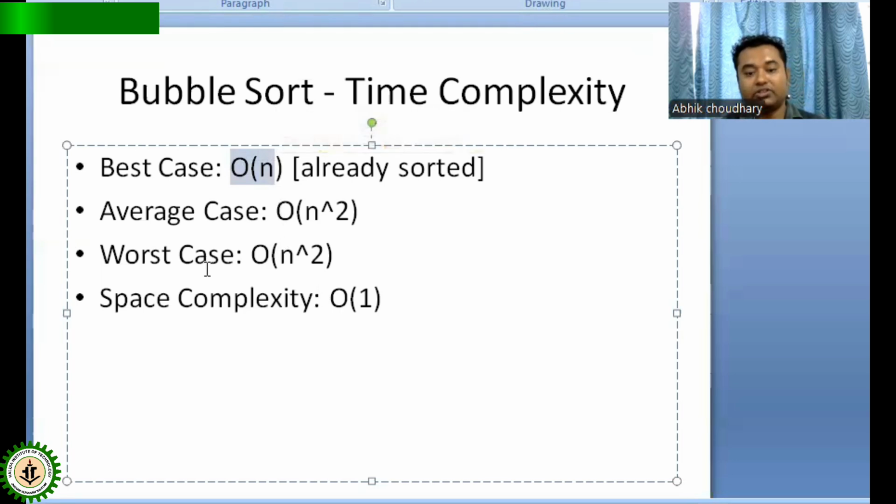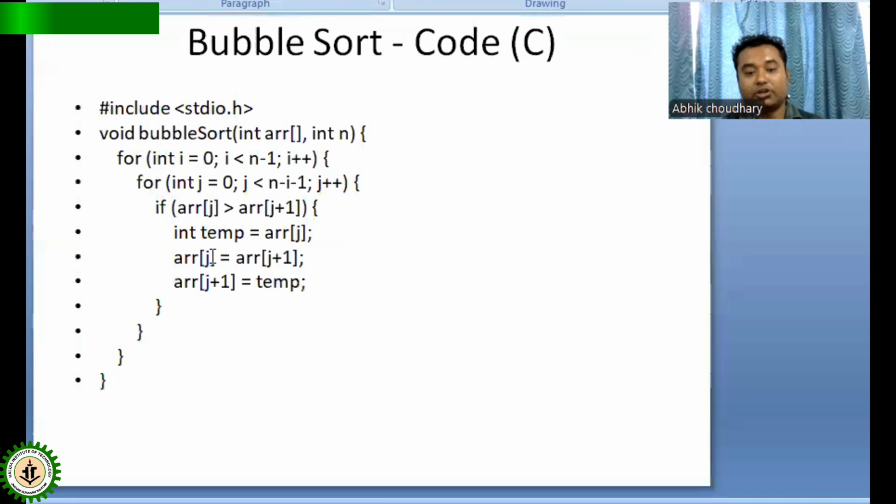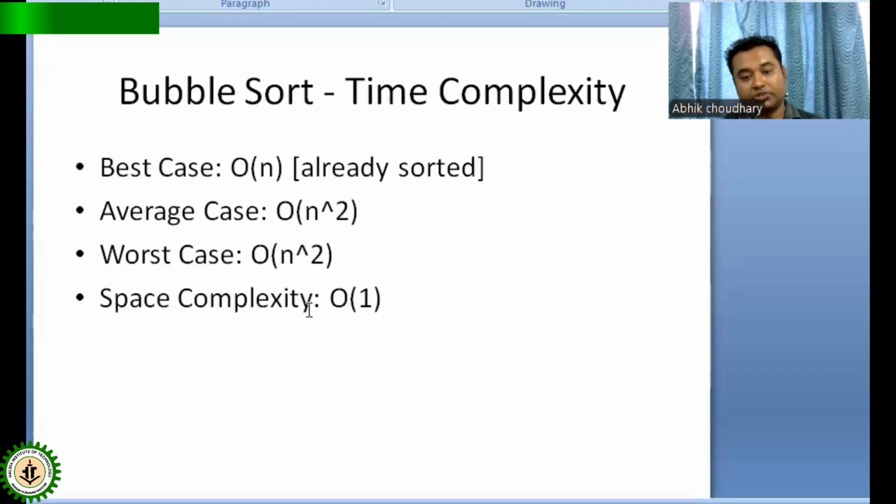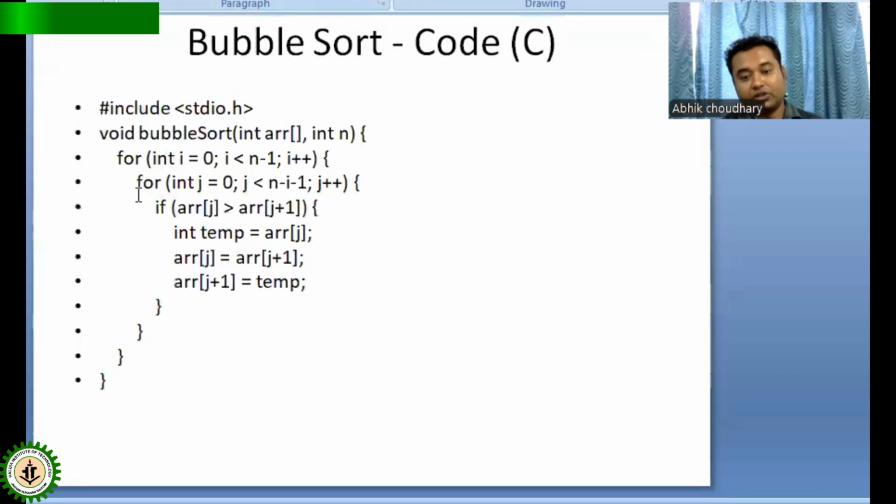And the average and worst case is big O of n square, because the outer loop runs n times and the inner loop also runs n times. That's why big O of n square is the worst case, because it means the array is already in reverse order.